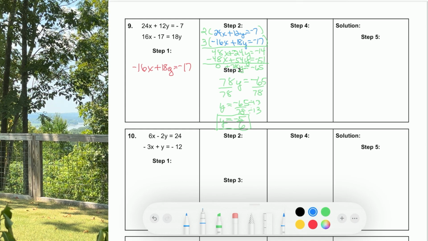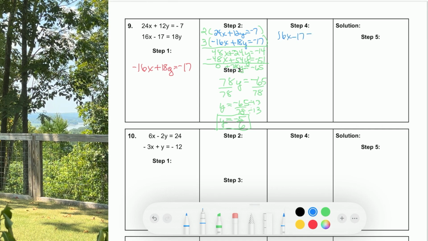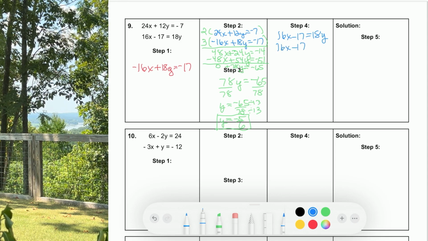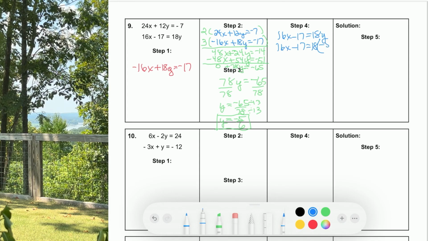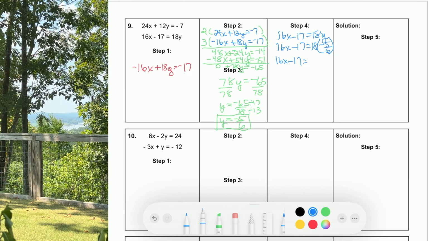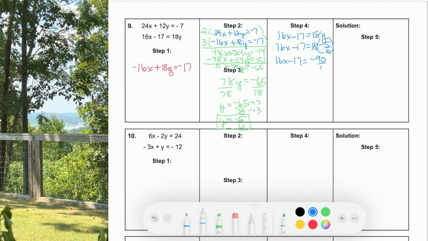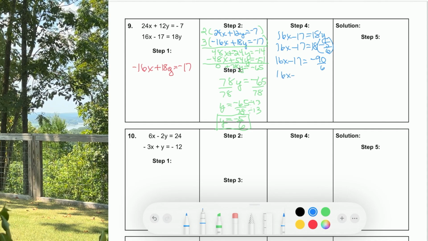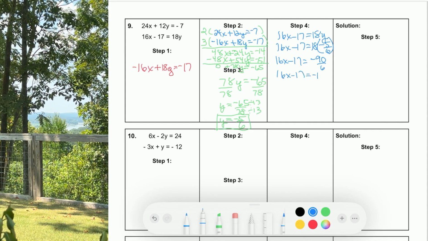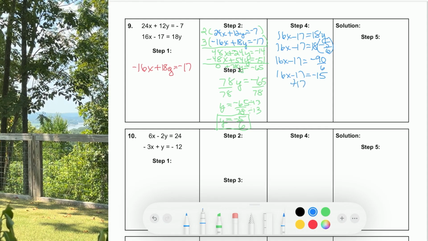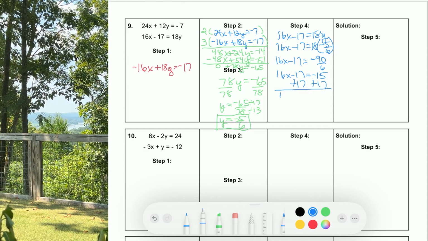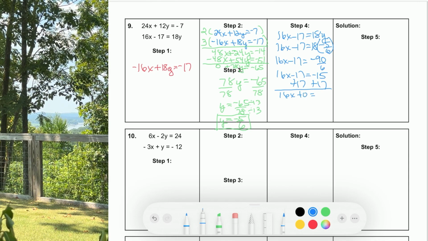All right, let's pick one of our equations. I'm going to pick the 16x minus 17 equals 18y, and plug in for our y value to find our x value. Negative 5/6. All right, so we have 16x minus 17 equals 18 times negative 5, which gives us a negative 90 over 6. 16x minus 17 equals, that reduces to negative 15. I'm going to add 17. I get 16x plus 0 equals a positive 2.